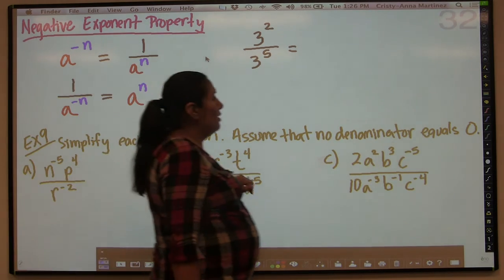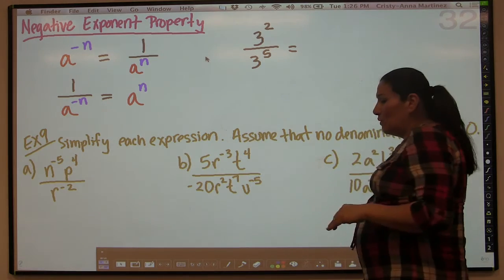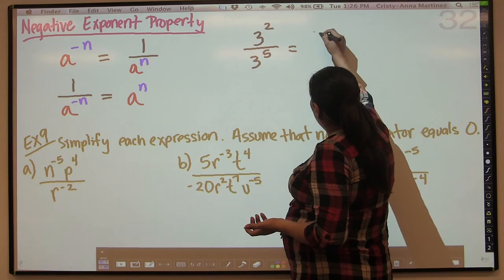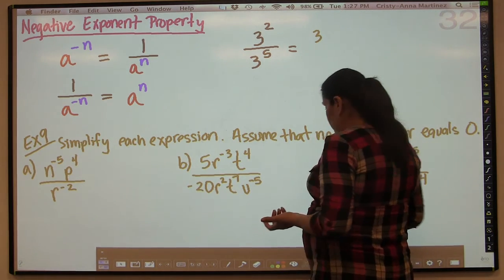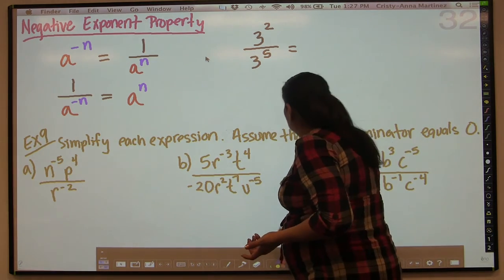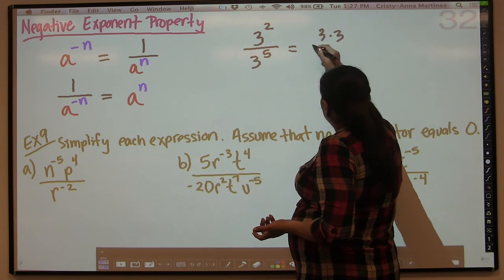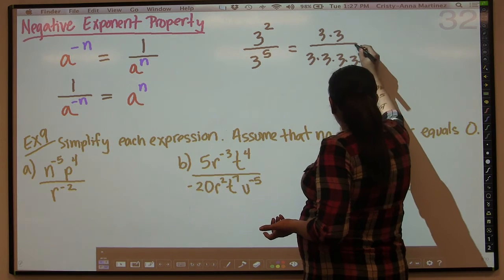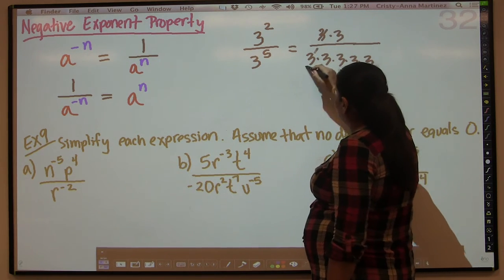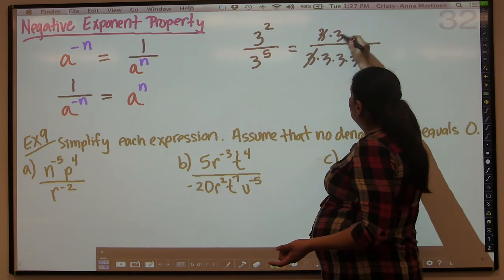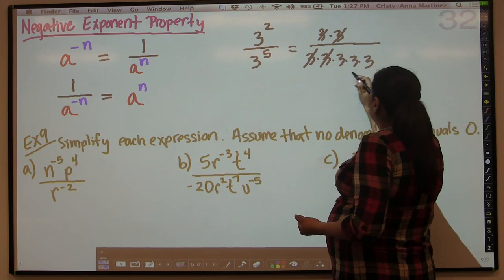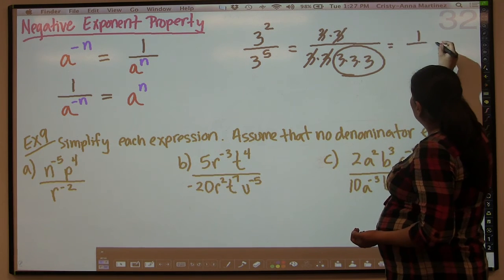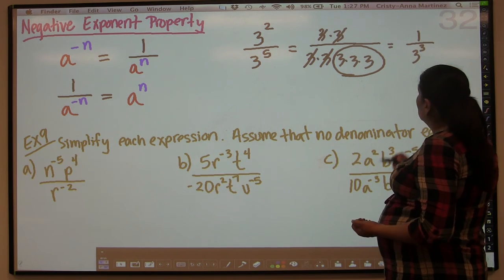So we have an example here. How do we get negatives? We get negatives when we subtract a larger number from a smaller number. So here I'm going to show you that 3 squared is basically 3 times 3. 3 to the fifth is 3 times 3 times 3 times 3 times 3. And like before, the 3 and the 3 cancel because 3 divided by 3 is 1. This pair of 3's cancels, but they don't all cancel. You still have some 3's on the bottom, which basically means you have 1 over 3 cubed.